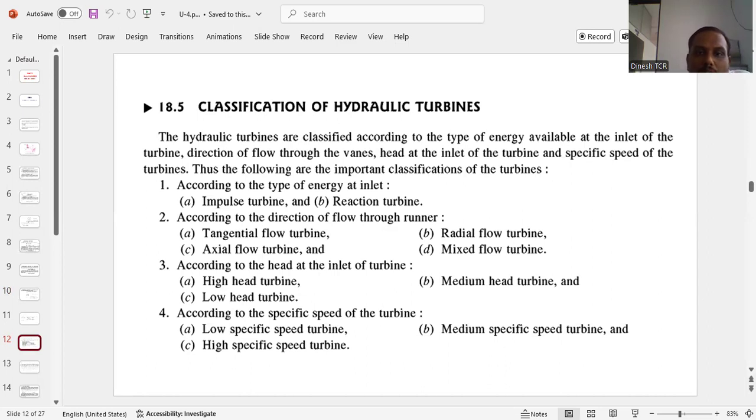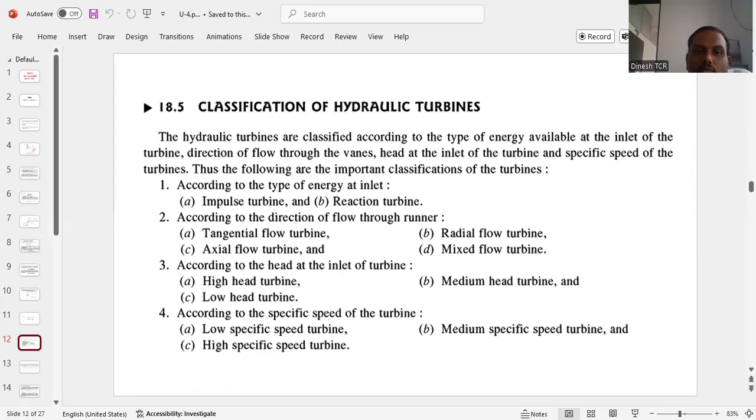First, according to the type of energy at inlet, we can classify it as impulse turbine and reaction turbine. In very simple terms, impulse turbines are those which possess both kinetic energy and pressure energy at the inlet of the turbine. Reaction turbines possess only kinetic energy.